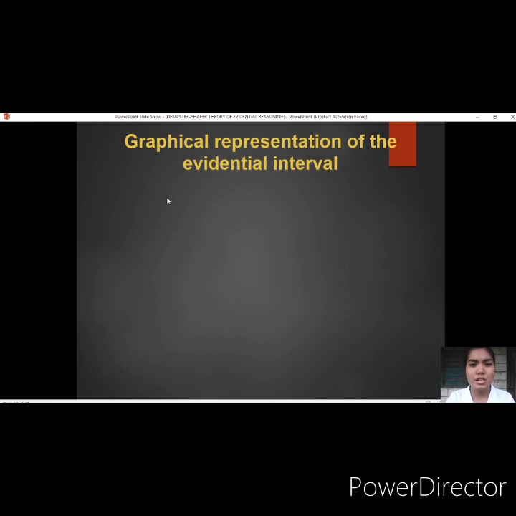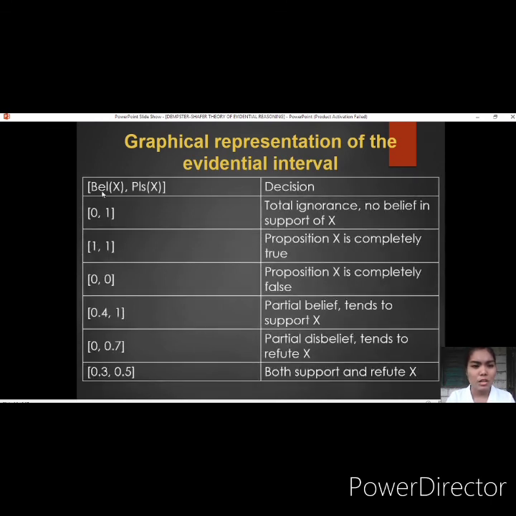Graphical representation of the evidential interval, Bel X and Pls X. 0 and 1 means total ignorance and no belief in support of X. 1 and 1 means proposition X is completely true. 0 and 0 means proposition X is completely false. 0.4 and 1 means partial belief and tends to support X. 0 and 0.7 means partial disbelief and tends to refute X. 0.3 and 0.5 means both support and refute X.